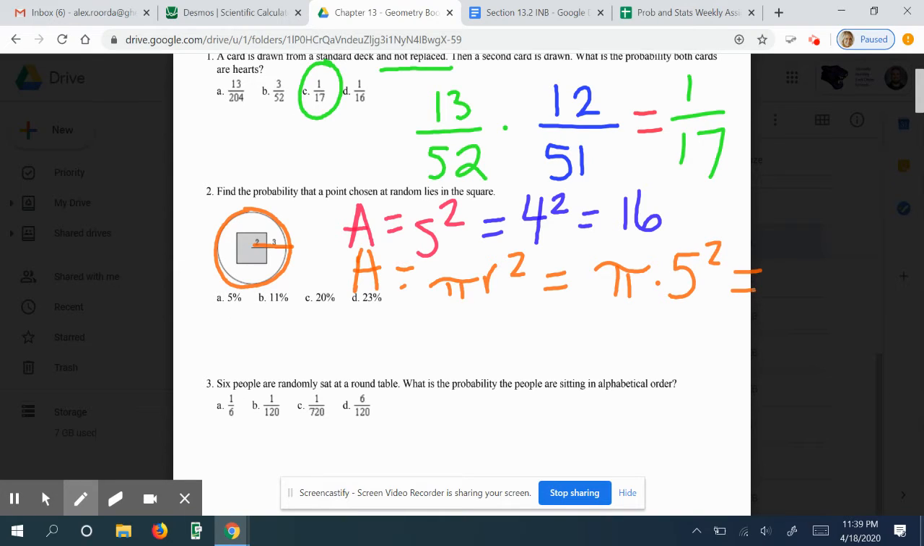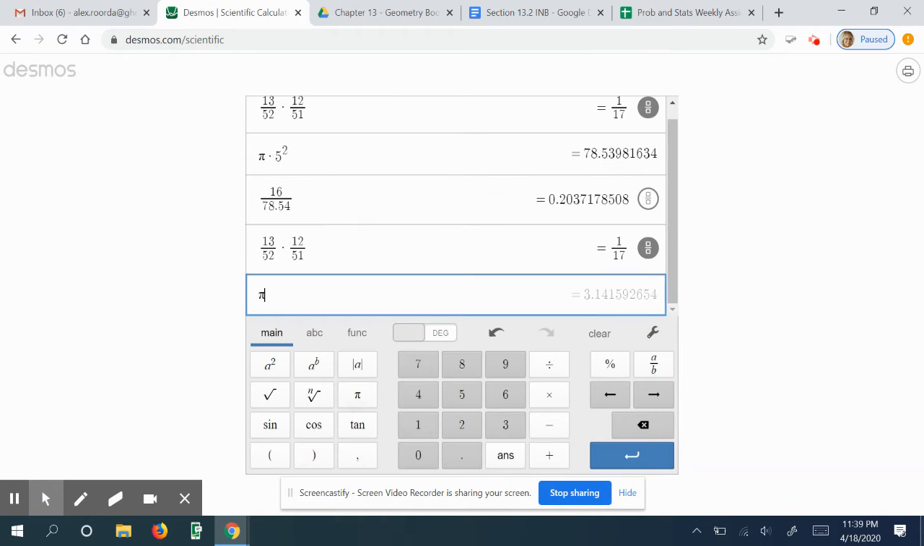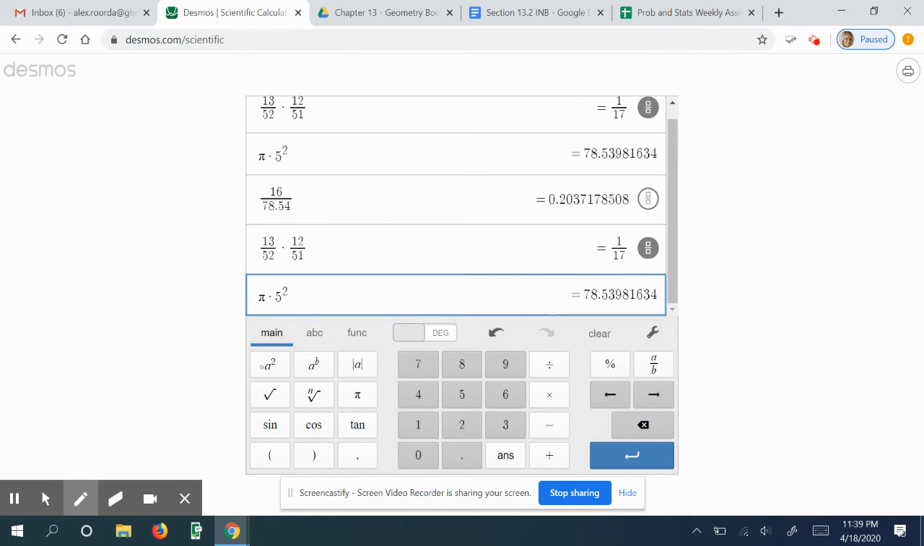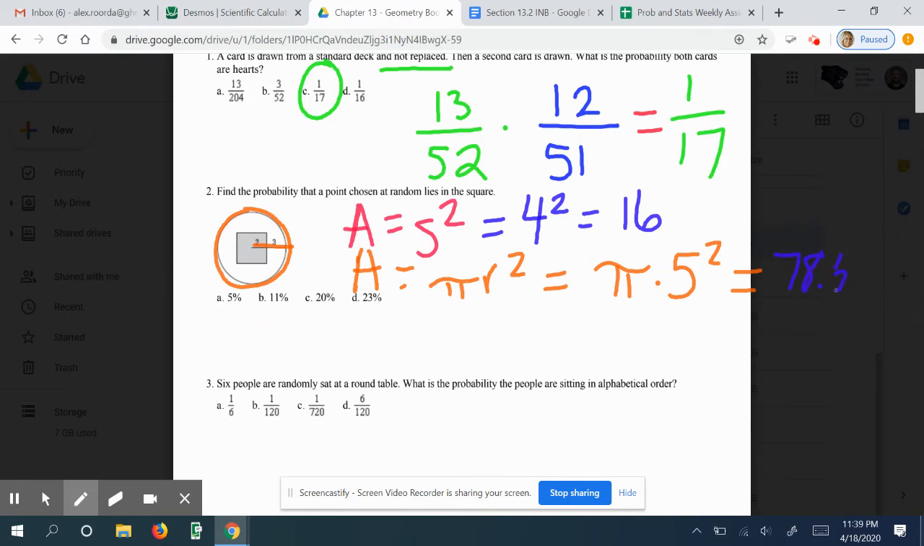And so I'm just going to go to my calculator, and I'm going to say pi times 5 squared is 78.54. Okay. Now if I wanted to figure out my probability, all I'm going to do is take 16 divided by that. So 16 divided by 78.54.